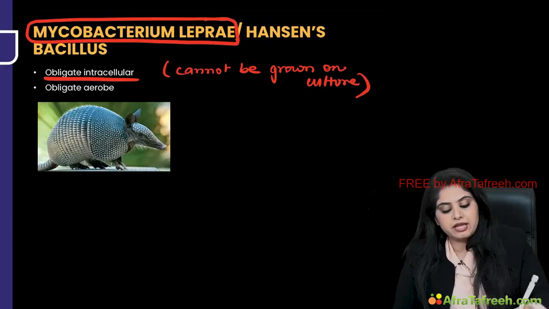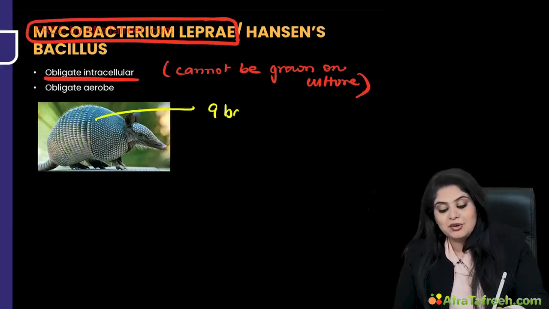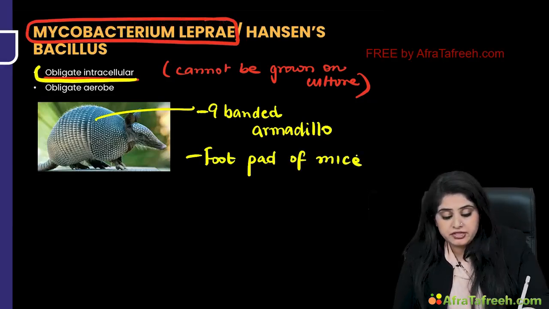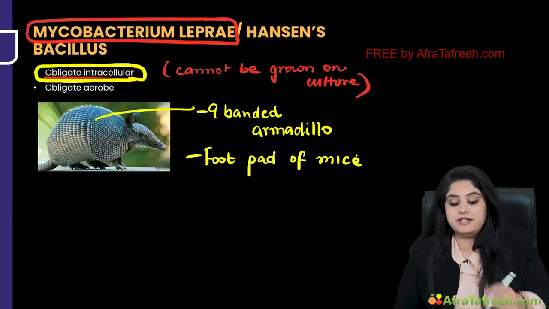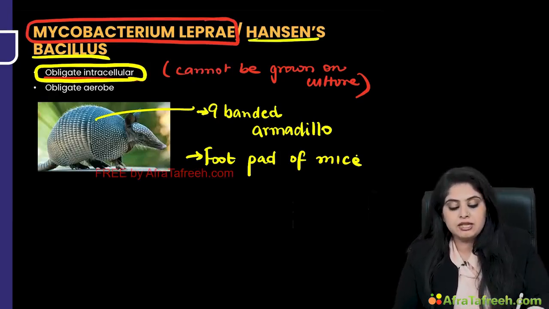Look at this organism. Look at this animal. 9 bands he has, if you have time to count. So it is grown on a 9-banded armadillo. It can be grown on a 9-banded armadillo, or it can also be grown on the footpad of mice. Basically, I will need some animal because this has to grow within the cells. So I cannot use blood agar or chocolate agar. I will need cells. I will need animals for it to grow. And that is Mycobacterium leprae or the Hansen's bacillus.